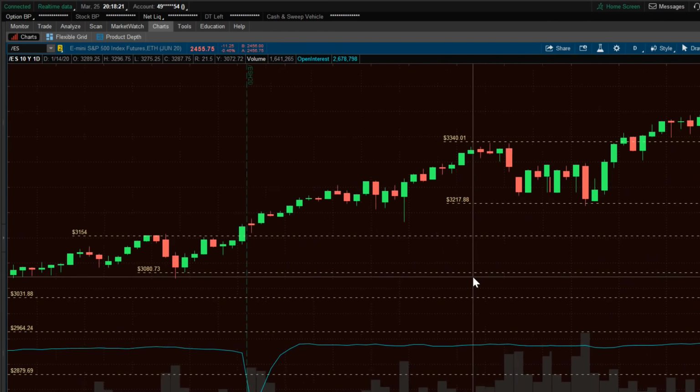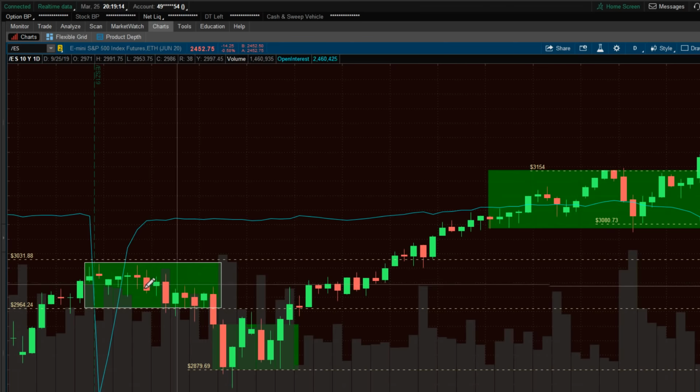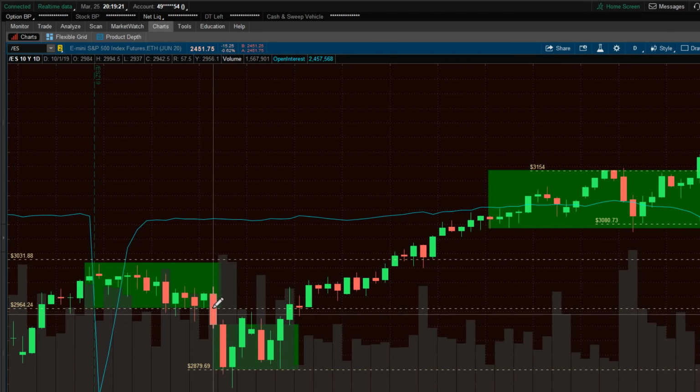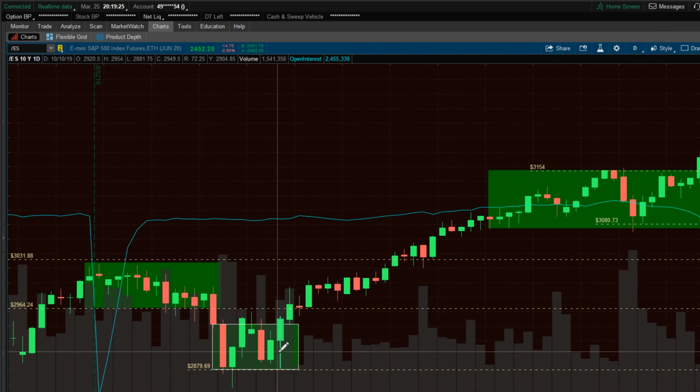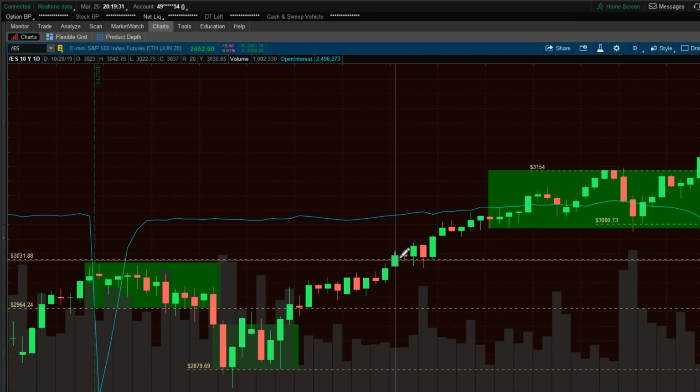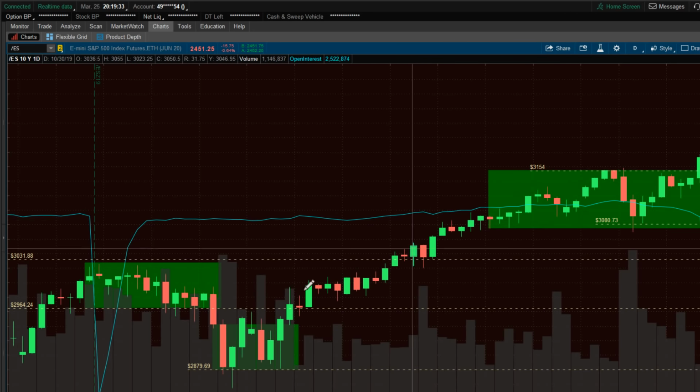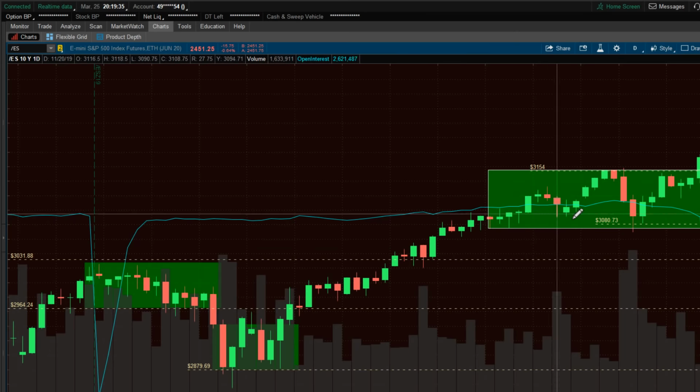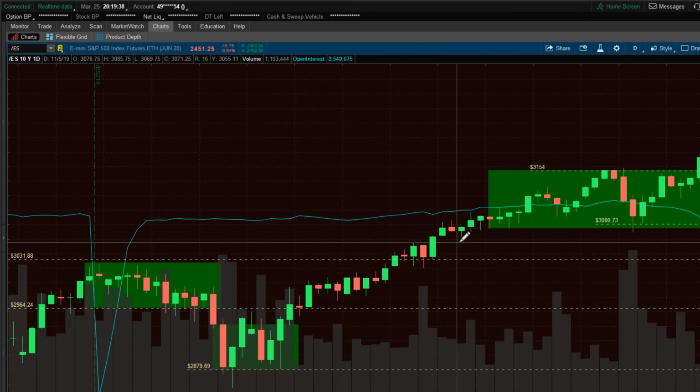Okay, so what we want to do is be able to identify these areas of consolidation at support and resistance, and then anticipate or catch these breakouts or breakdowns to the next level of support and resistance. So our entry would be after we get a breakout of consolidation, and we try to ride those trends to the next level of consolidation.